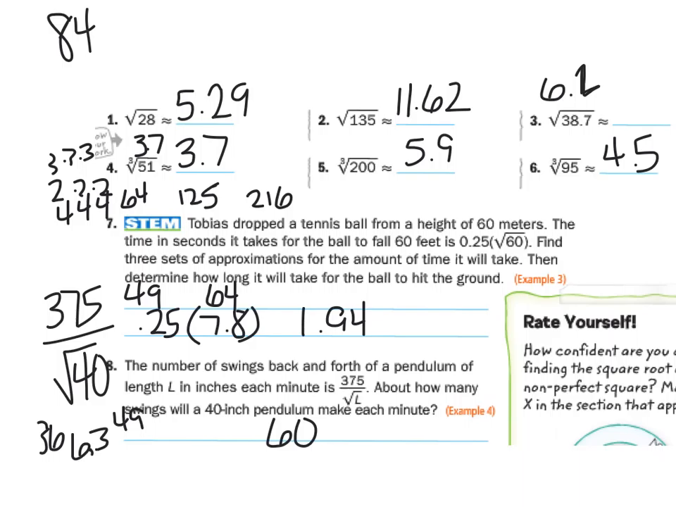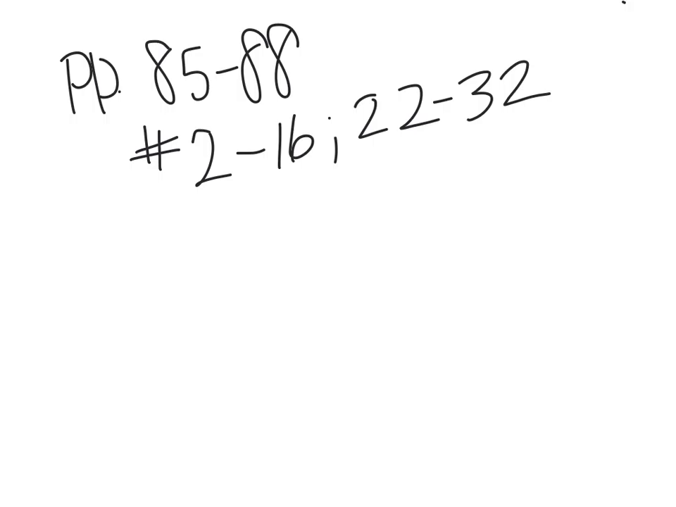So your assignment is pages 85 to 88, 2 to 16, 22 to 32. Again, no evens, just all of them actually. Well, so you need to do the evens and the odds. A couple I wanted to show you.